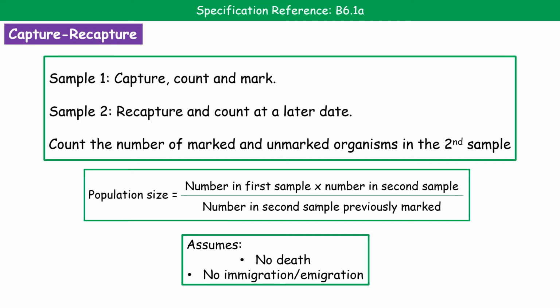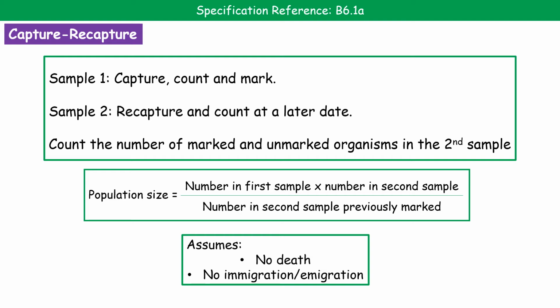What we do then is you go out on a particular date and you are going to then use a sampling technique to capture your little sample size. You count how many you've caught and you're going to mark them in a way that's not going to affect their survival. You then release them and then you come back at a later stage, so you decide how long you're going to leave it, and then you use the exact same method to do a second sample.